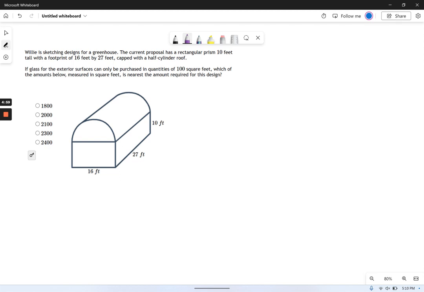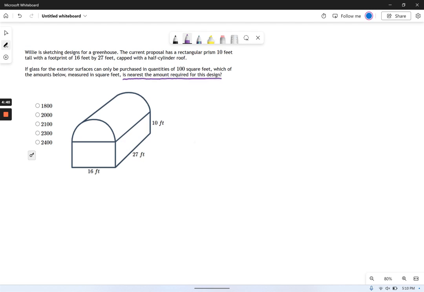This one's a really fun problem, but you've got to read the directions. Because I'll bet if you're making a mistake, maybe you're finding the volume of this shape, maybe you're finding the surface area of the entire shape. Neither of those things is what's being asked for. Read carefully. It says, how much glass is nearest the amount required for this design?